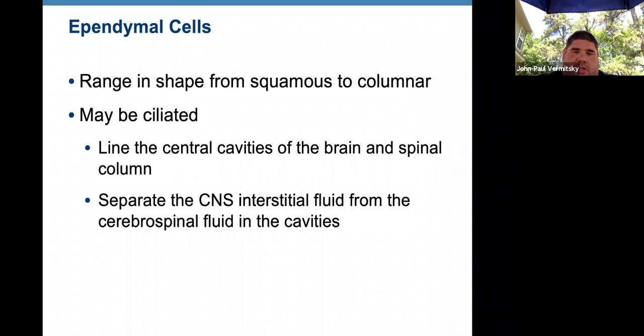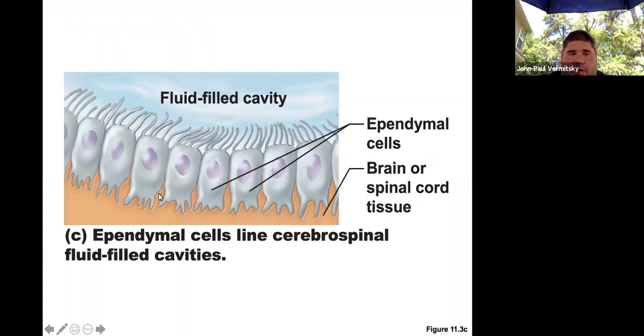Epidermal cells, these range in shape from squamous to columnar. They may be ciliated. These types of cells will actually line the central cavities of the brain and spinal column, and they will separate the central nervous system interstitial fluid from cerebral spinal fluid. These epidermal cells contribute to something that we call the blood-brain barrier, which is something we'll get into in the next few chapters. And here you can see these epidermal cells, how they're all, these are tight junctions between these cells, and they are really preventing what can or cannot pass through.